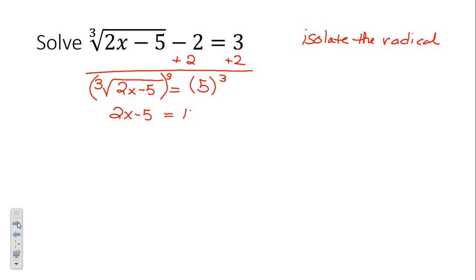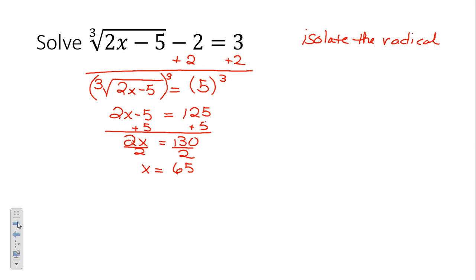$125. If you don't have that one memorized, you've got to have your calculator out to quickly be able to pull that information out. Okay. Alexis, what's the next step? Perfect. So 2x is now equal to 130. What's the last step, Jordan? Divide by 2. X is 65.